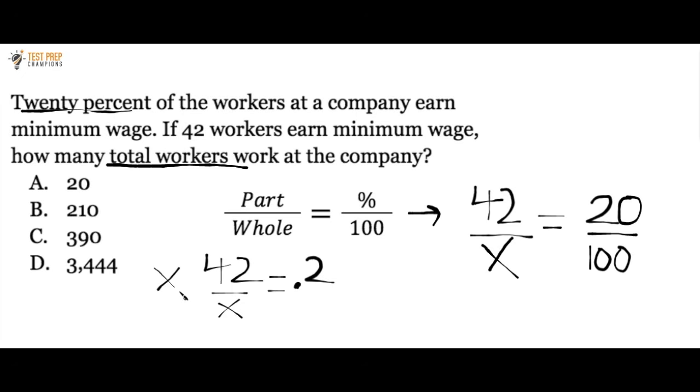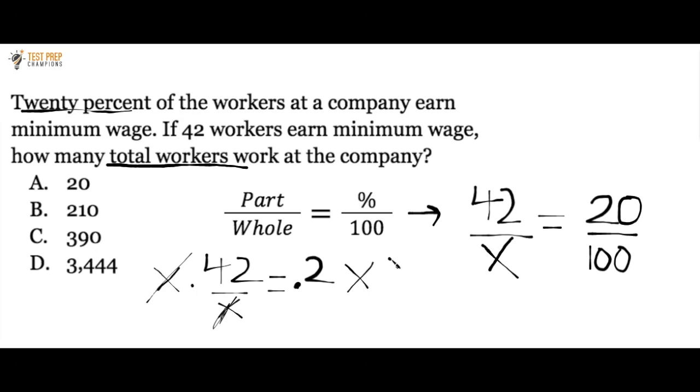So what I'm going to do now is I'm going to multiply by X on both sides of the equation. And the reason I'm going to do that is because if I take this left-hand side, if I multiply it by X, my X's are going to cancel out here. And I'm just going to be left with 42 is equal to 0.2x.